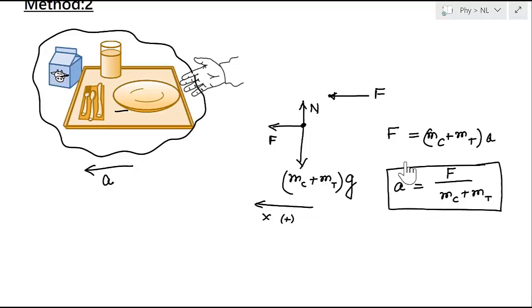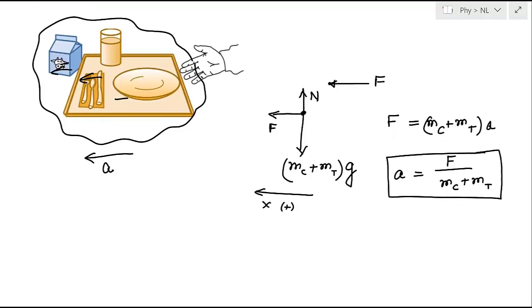So once you have acceleration, you can calculate the reaction force that is applied by the tray on the cartoon. So how will you calculate that force? Now you know the acceleration of this cartoon is this much. So once you know this, you can calculate force. Force is equal to mass times acceleration.